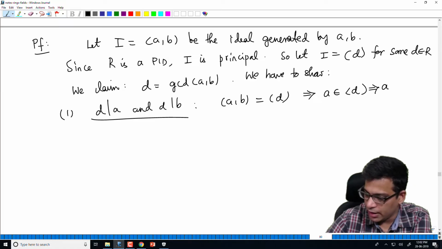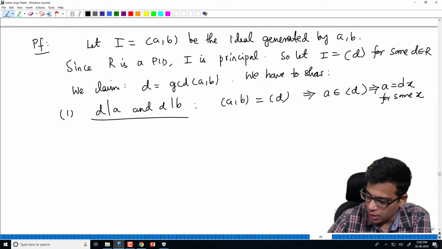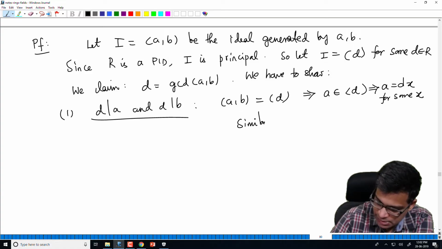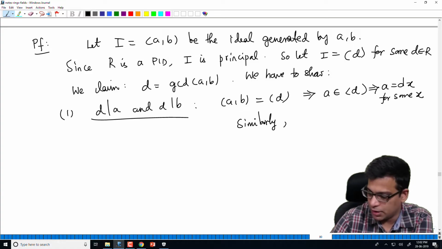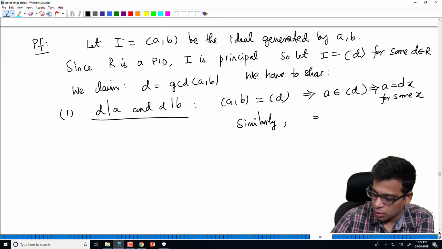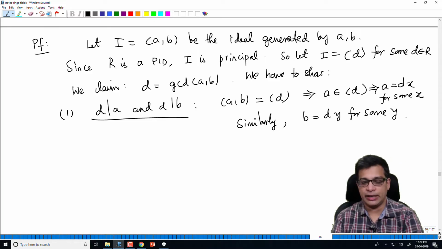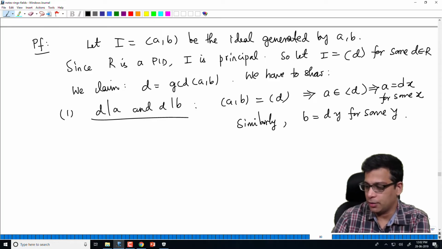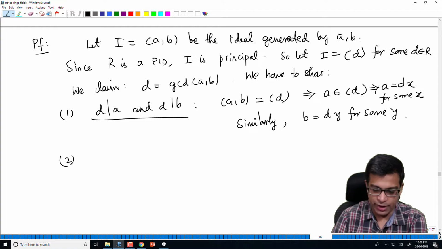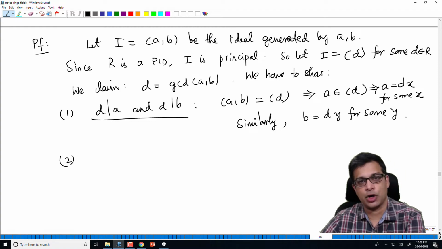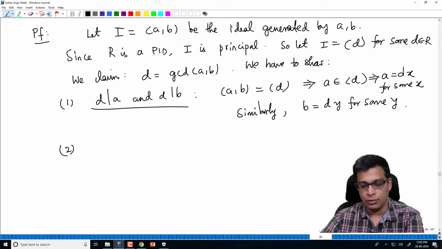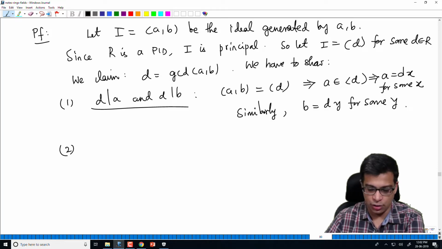That means A is equal to dx for some x. Similarly, B is an element of the ideal generated by D, so B is dy for some y, which is exactly the definition of D dividing B and D dividing A. So D divides A and D divides B. In other words, it's a common divisor. Now we need to show that it is a greatest common divisor.